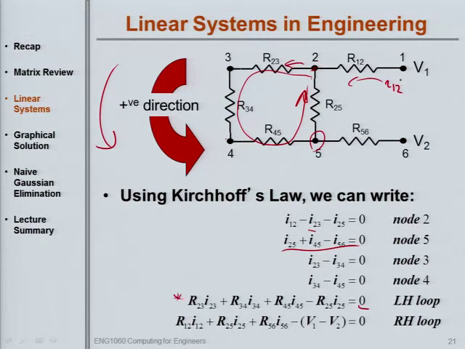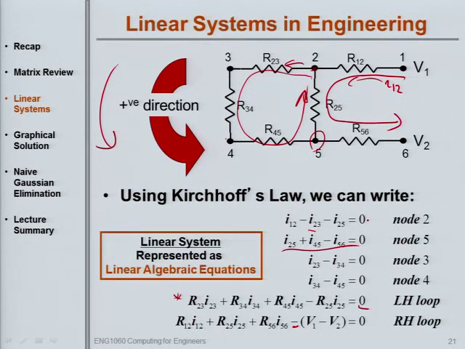And finally, around this smaller loop here, the sum has got to be equal to V1 minus V2. So this is just the resistance times the current equal to the voltage drop. What we've got now is a set of linear equations that represents the physics of what's going on in here. So we've got 6 equations that have come up.